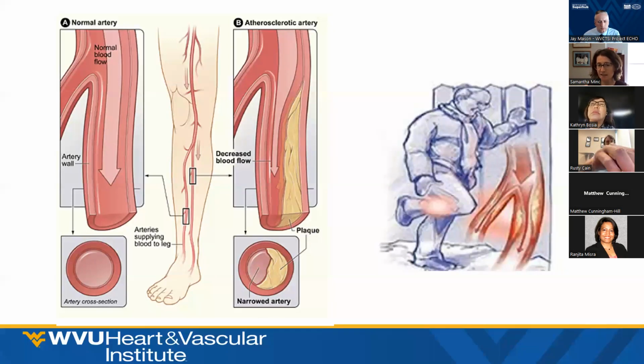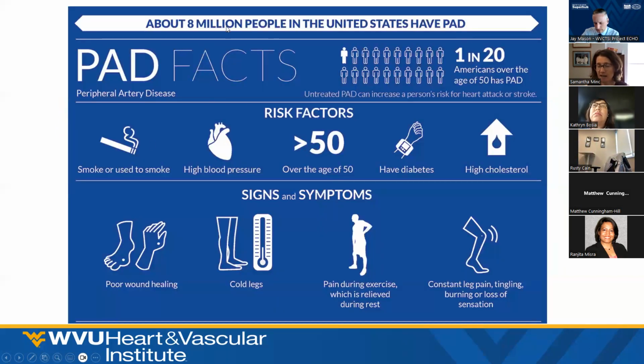So PAD is restriction of the blood supply to the foot, and often will show up as people having pain with walking or wounds or non-healing ulcers. And here's just a nice little diagram where you can see atherosclerosis over time causing narrowing of the blood supply to the foot. Some facts. 8 to 12 million people in the United States have PAD.